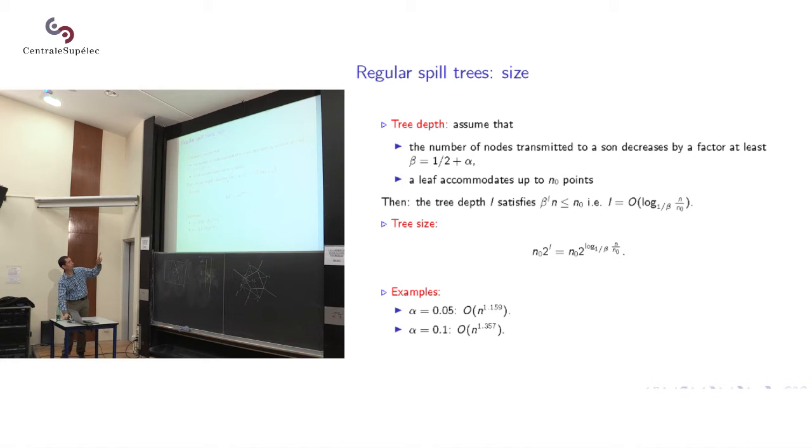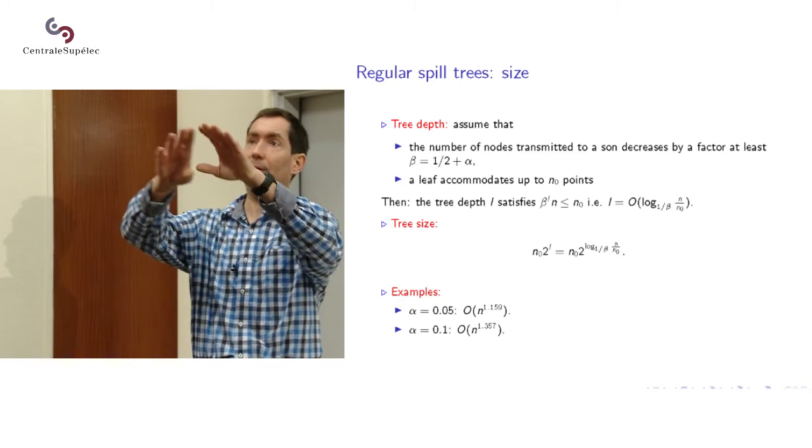The depth L of the tree satisfies a so-called geometric progression. If you are sitting at depth L in the tree, you have exactly beta^L n points, and you want this to be less than n0, right? From this you take the logarithms and you get that the depth of the tree is exactly the logarithm in base 1 over beta of the ratio n divided by n0, okay?